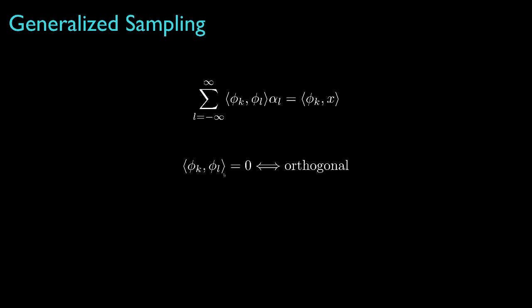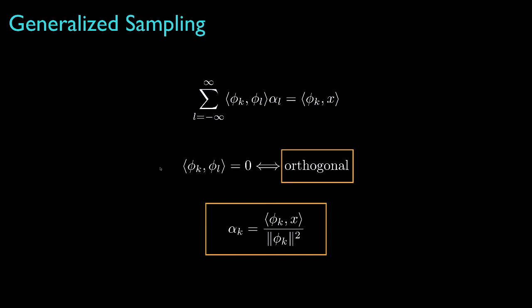This is important, though, because when all pairs of functions in a basis are orthogonal, that is, for any pair k and l, where k is not equal to l, we get zero, we'll call that an orthogonal basis, and the solution for the kth optimal sampling coefficient is determined by the inner product of the kth basis function with the signal, and then scaled by the norm for the basis function.